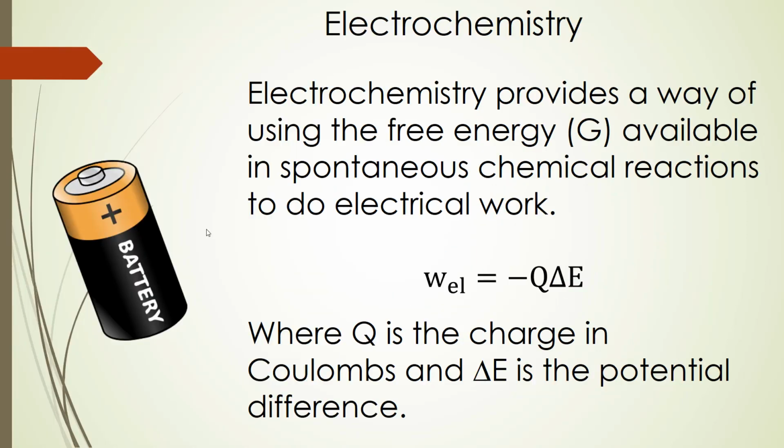Now, electrochemistry is really important in that it provides a way to use the free energy in chemical reactions. The energy that is available in spontaneous chemical reactions is used to do electrical work. We can represent this work in terms of charge and cell potential. So Q is the charge transferred and delta E is the potential difference between the two cells, and we'll see more about that in just a second.